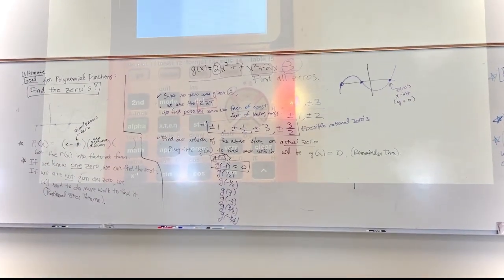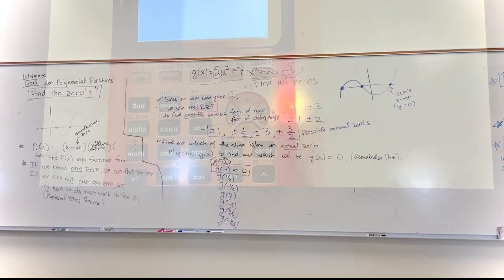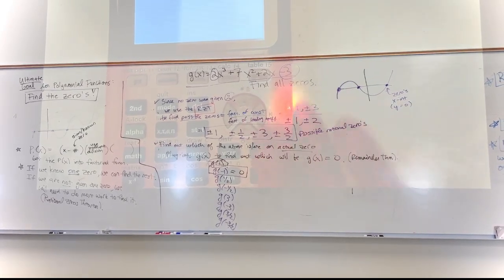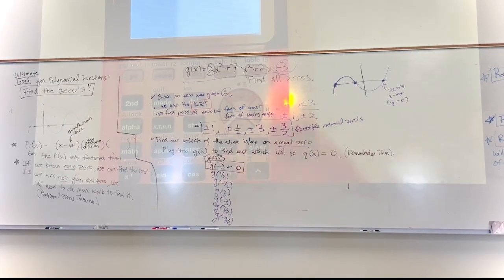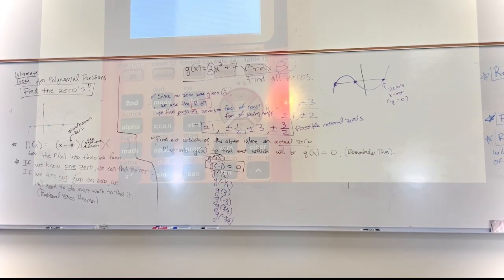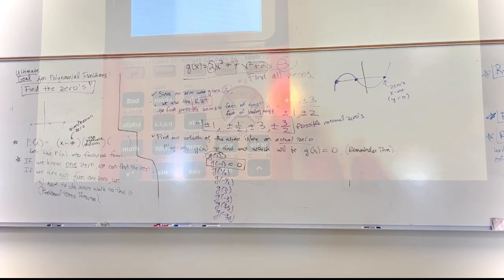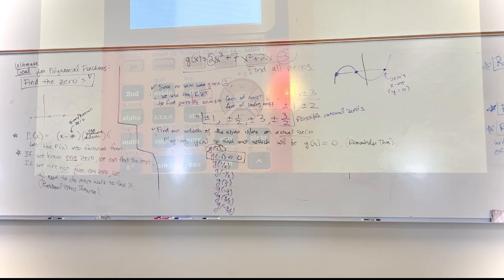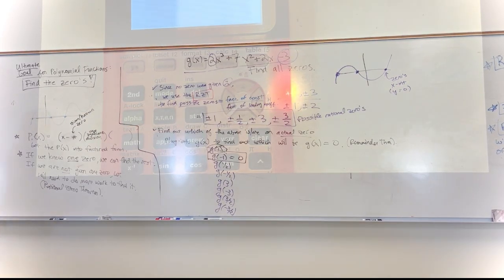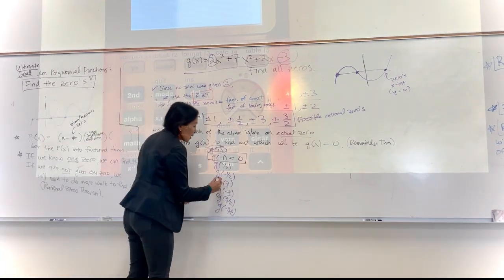I go 2 times 3 to the cube power plus 7 times 3 squared plus 2 times 3 minus 3. I get 120. So does 3 work? No. So 3 does not work, right?